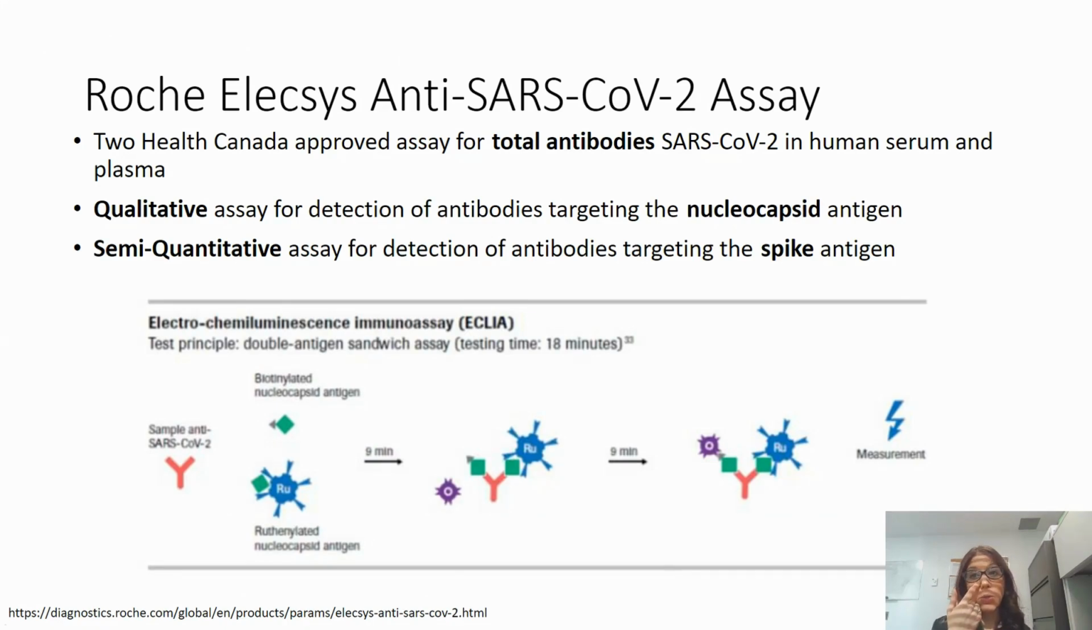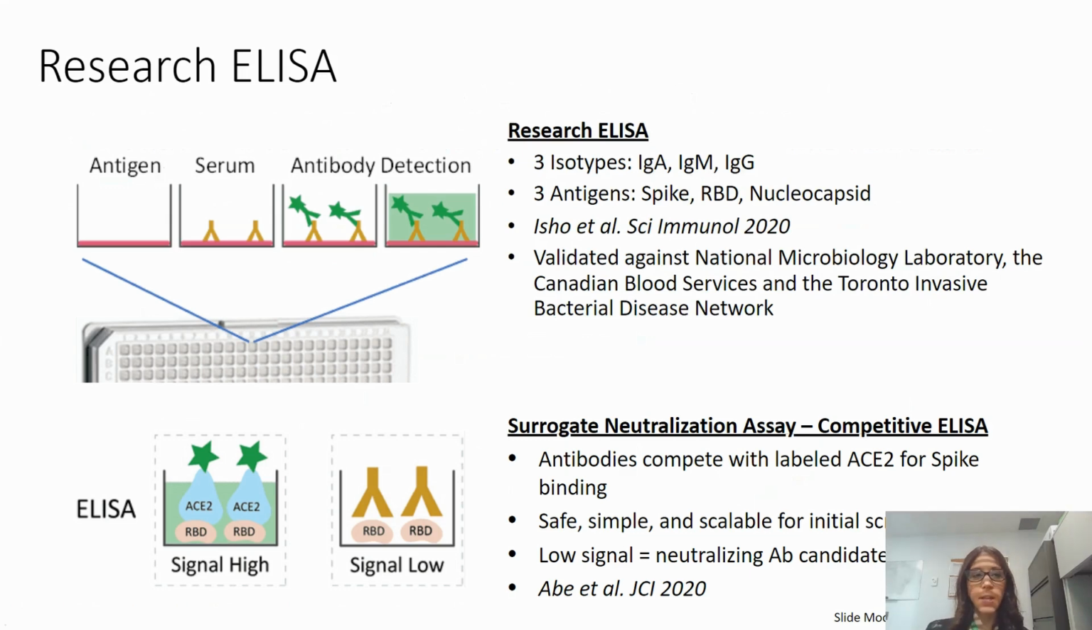In the GENCOV study, we used 2 serological types of assays. The first one is the Health Canada approved Roche assay for testing total antibodies, which means that it detects all isotypes, the IgM, the IgA, and the IgG. We use a qualitative assay for the detection of antibodies targeting the nucleocapsid, and a semi-quantitative assay for the detection of antibodies targeting the spike antigen, and it's specifically targeting the RBD. It's an electrochemiluminescent immunoassay that is a double antigen sandwich, and it is used in the detection of the total antibodies.